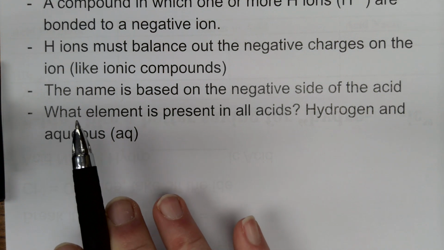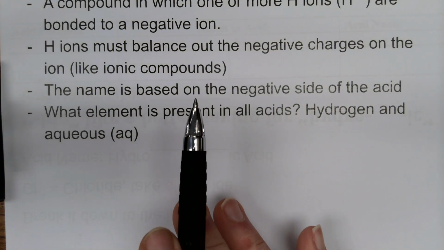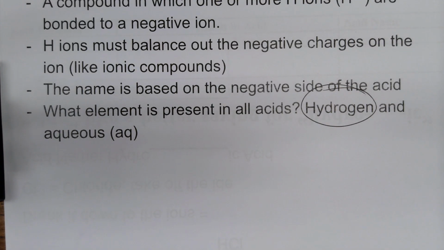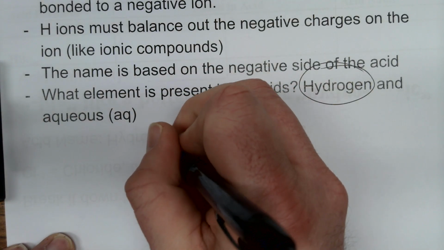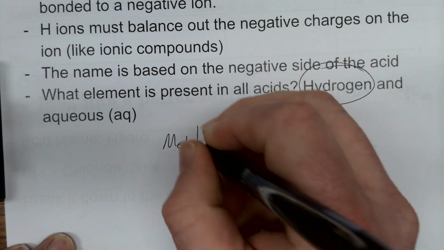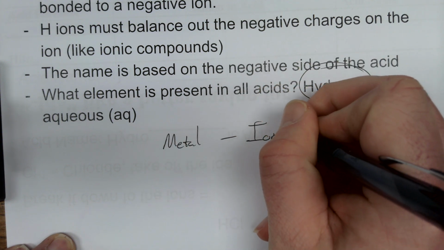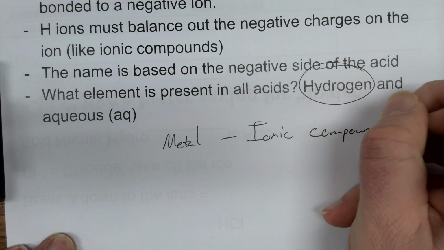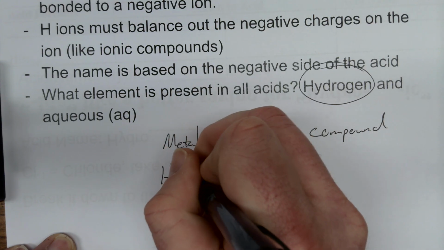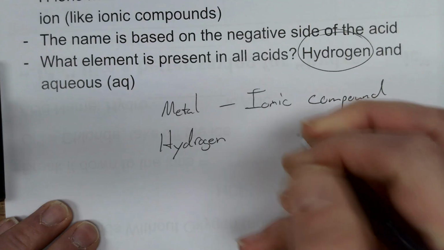Now you may see a question that comes up with this: what element is always present in all acids? Hydrogen. When I'm trying to determine if I'm looking at an acid or an ionic compound, I will look at the first element in the formula. If it is a metal, I'm looking at an ionic compound. If I see hydrogen, I'm looking at an acid.